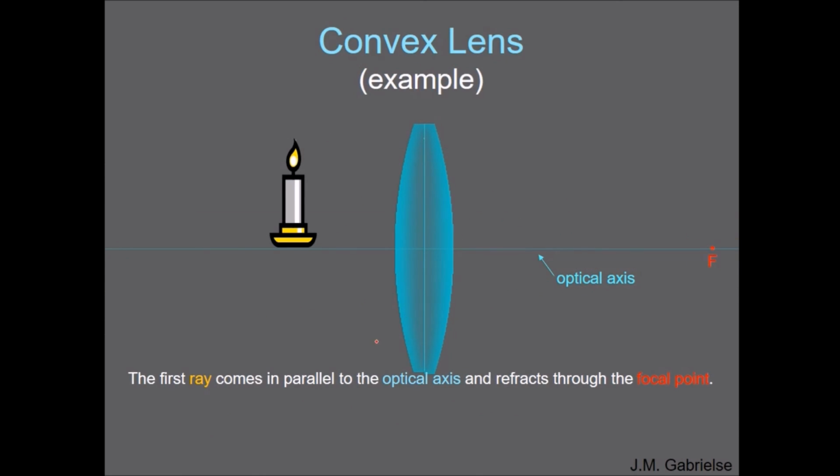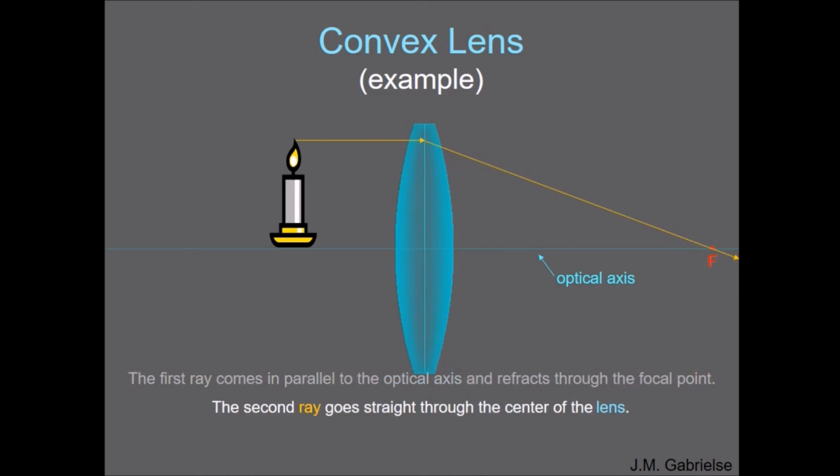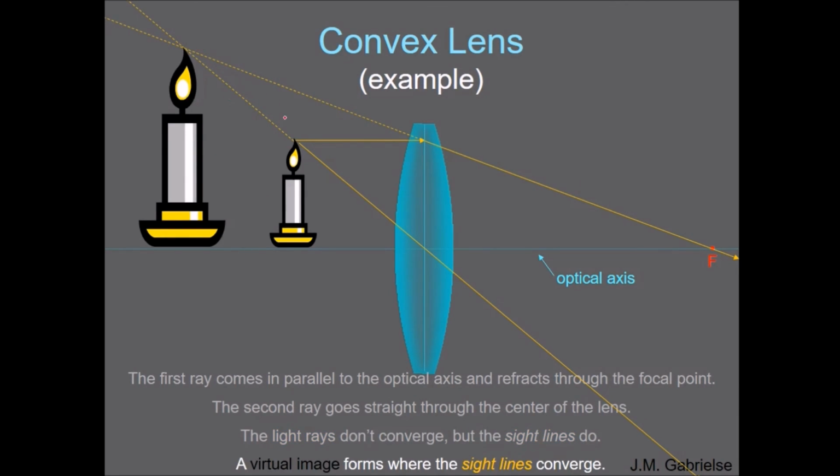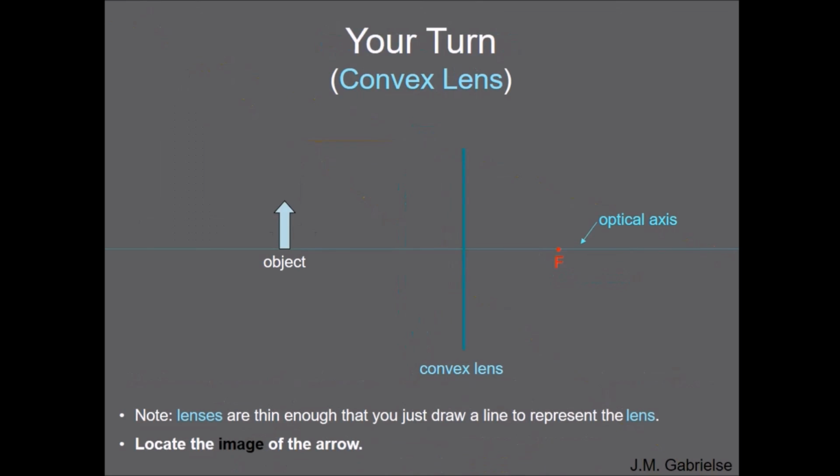This is again an example. The first ray comes in parallel to the optical axis and refracts through the focal point. The second ray goes straight through the center of the lens, and the light rays don't converge, but the sight lines do. So this is the virtual image which is formed when the sight lines converge.